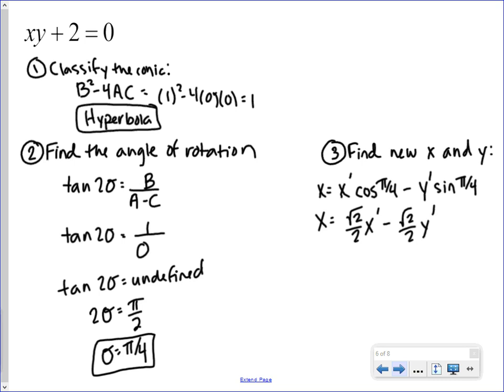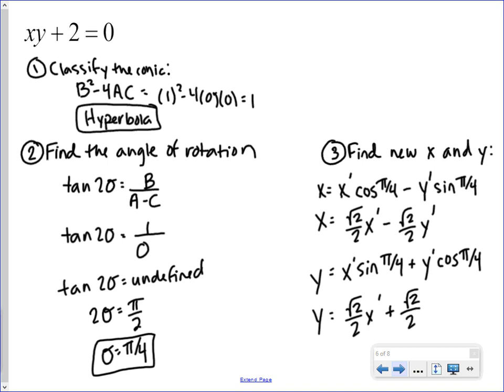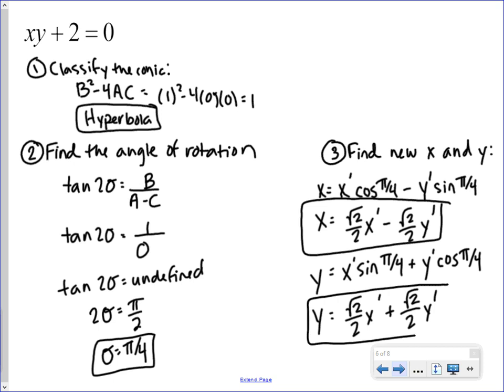And then I have to do the same thing for y. New formula. So my new y is going to be x prime times the sine of pi over 4 plus y prime times the cosine of pi over 4. I suggest writing down your steps, showing full work. That way you're more likely to absorb those equations for the new x and the new y, because you need to know those by next Wednesday, Thursday. That gives me y equals square root 2 over 2 x prime plus square root 2 over 2 y prime. And I'm just going to box those so those stand out. Those are the 2 answers I want from that step.